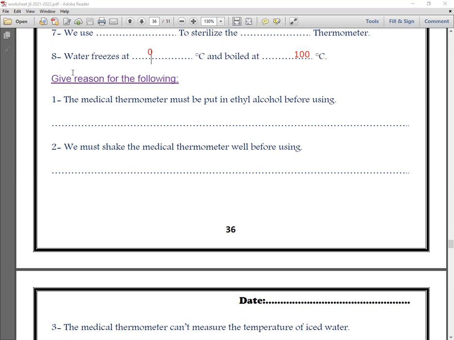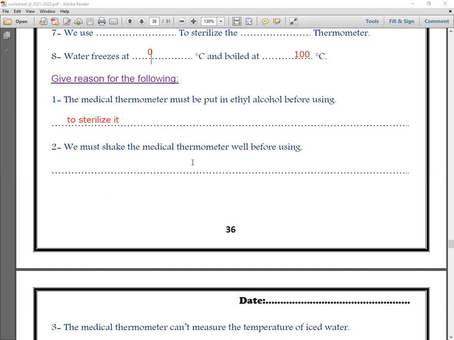Question number 2, give reason for the following. Number 1, the medical thermometer must be put in ethyl alcohol before using. Why should we put the medical thermometer in ethyl alcohol before using? To sterilize the medical thermometer.